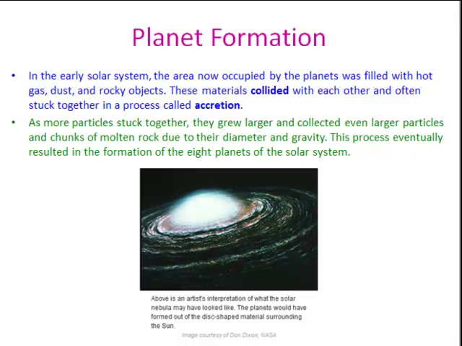So right here in this picture is an artist's interpretation of what the solar nebula may have looked like. The planets would have formed out of the disc-shaped material surrounding the Sun.